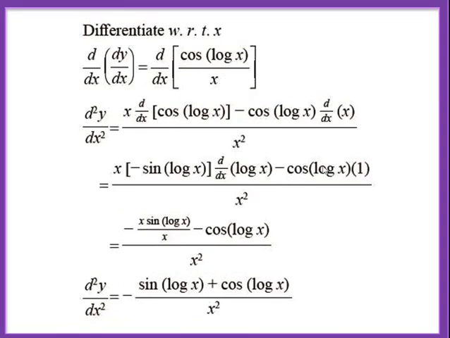Yes. Now the rest part is this x gets cancelled. So finally d2y by dx square is what? Minus sine of log x plus cos of log x upon x square. I already explained these two steps.